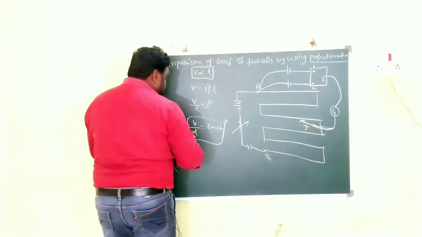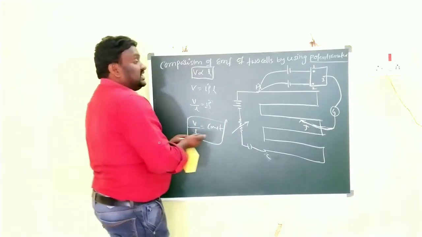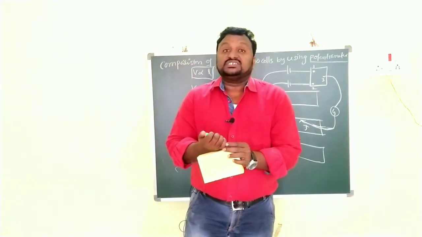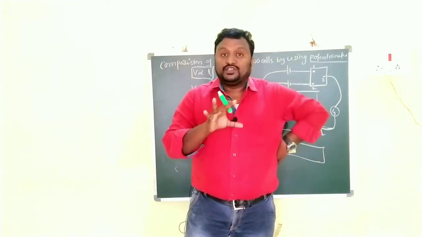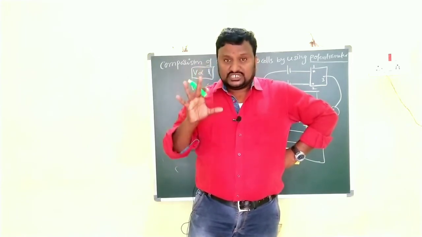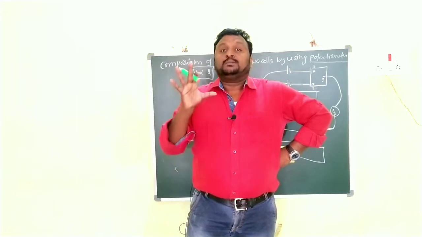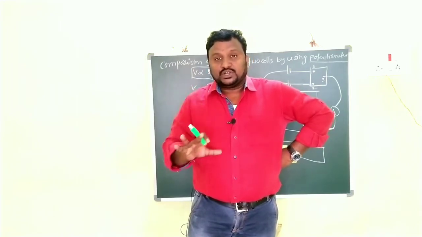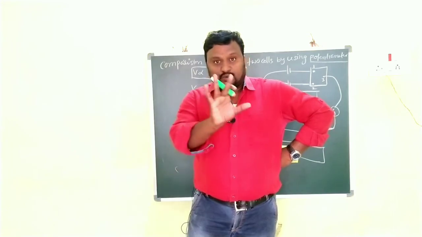Here V by L is called the potential gradient. What is that? Potential gradient. So this is the working principle of a potentiometer. The working principle of a potentiometer can be stated as: the potential difference between two points of a wire is directly proportional to its length. That is one definition.